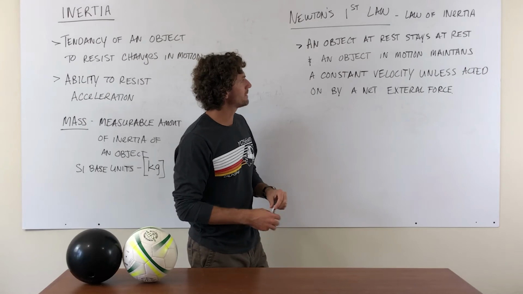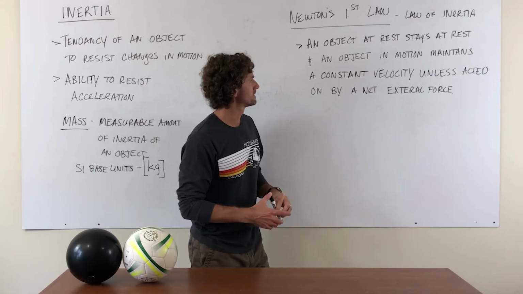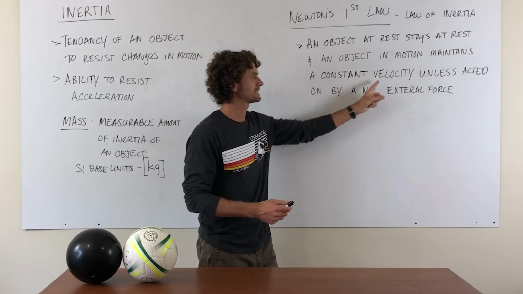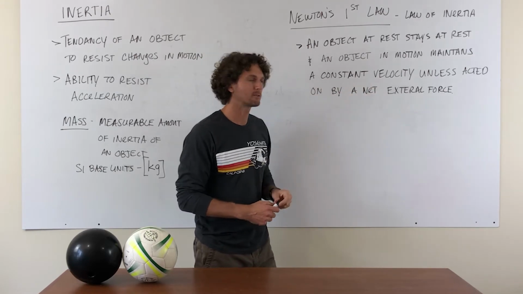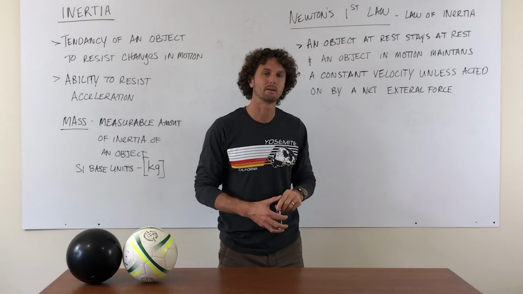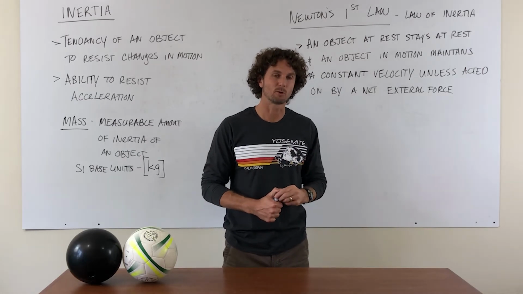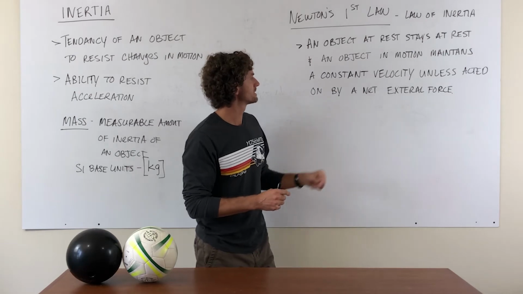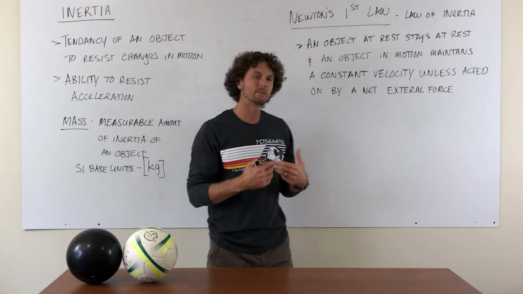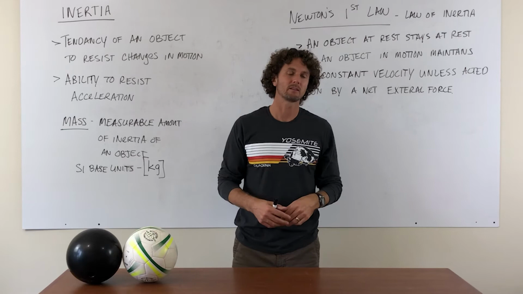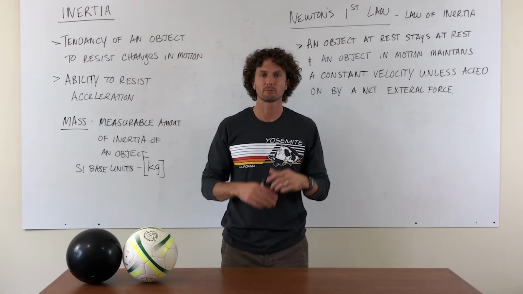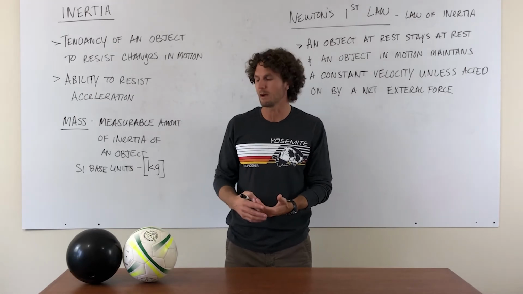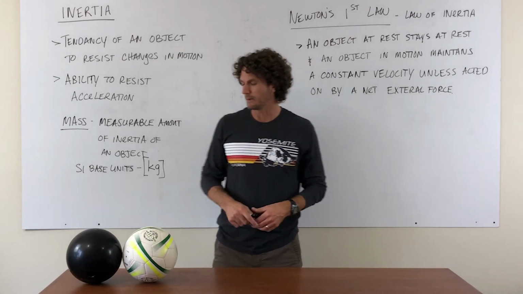And it states that an object at rest stays at rest and an object in motion maintains a constant velocity, both speed and direction, unless acted upon by a net external force. Now there are some things in here that we need to define, getting to forces, that we will continue as we move into Newton's second law. We'll break that down a little bit further, but for right now, just understand that it's an external force that's acting outside of the object's system, okay?